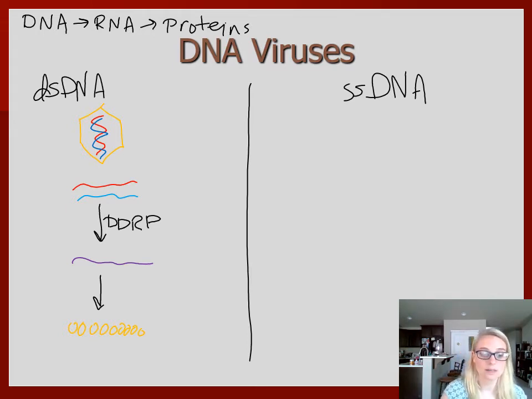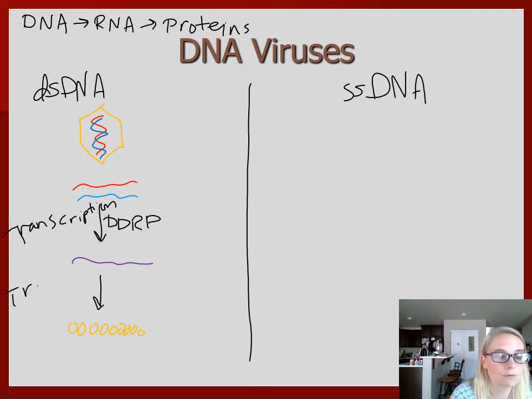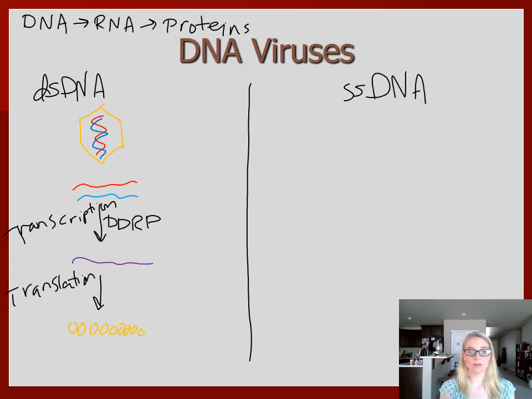So here's our process of transcription. It's a lot harder to write on the screen than it is on the whiteboard. And this is your process of translation. Okay, so at this point, we have our viral protein. That's the one part of the virus we need. We have the two parts. We need to make proteins and we need to make nucleic acid. We've made our proteins. Now we have to make our nucleic acid.